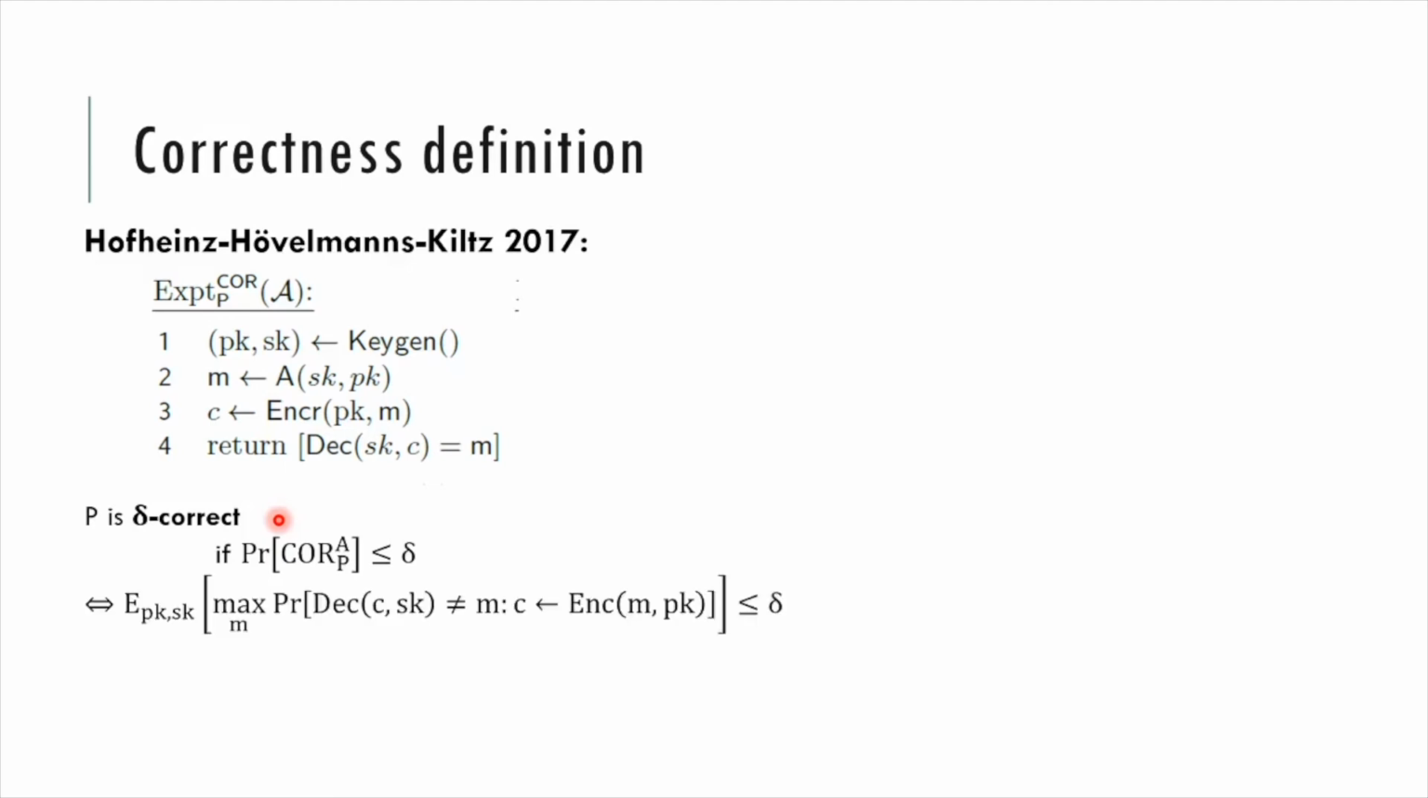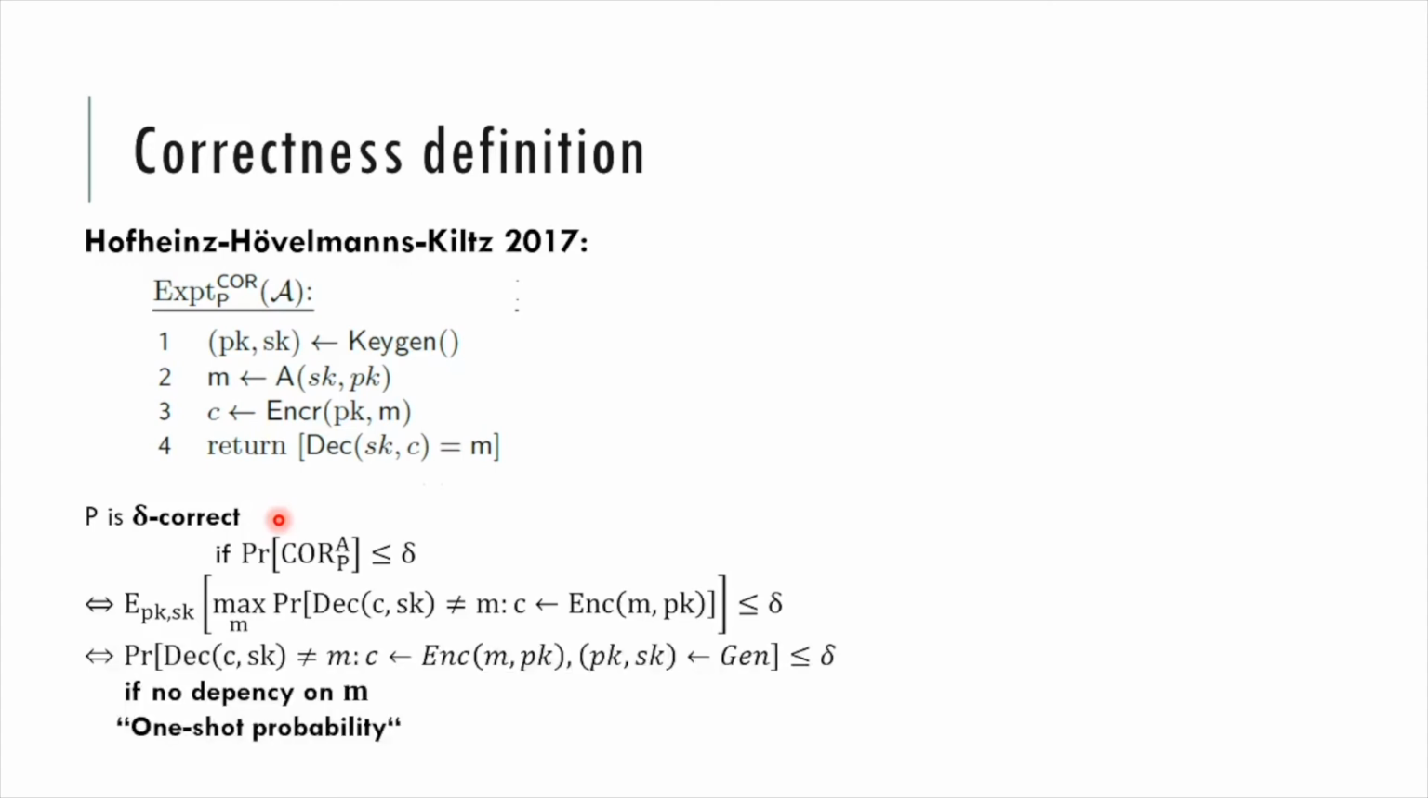The scheme is called delta correct if the probability that the game returns 1 is less or equal than delta. This is equivalent to the expectation over the keys and over the maximal probability that the decryption does not return M. Given that there is no dependency on M, this is equivalent to the probability that the decryption does not give M back over the random keys. We call this one the one-shot probability, because the probability is considered only for one random key pair and not a decryption of several ciphertexts for the same key pair.